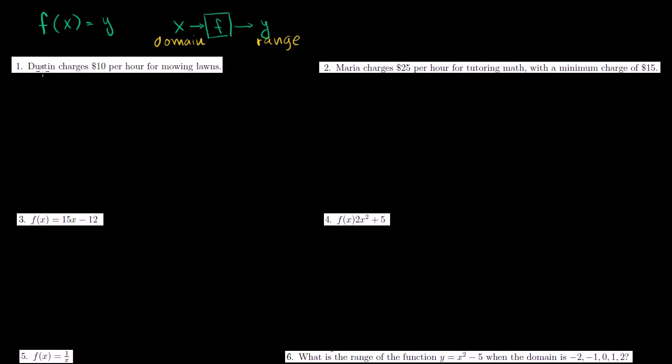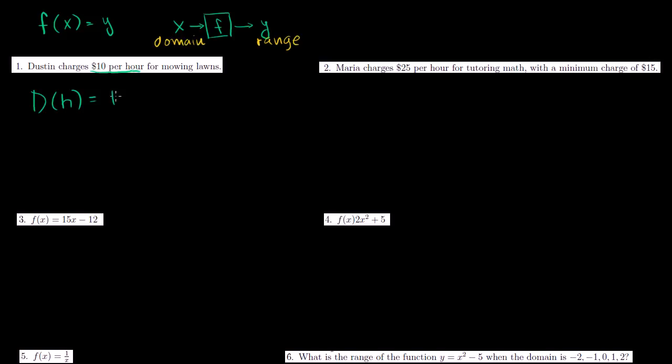So here we have Dustin charges $10 per hour. So let me write that down. $10 per hour for mowing lawns. So how much does he charge as a function of hours? So the function, I'll call it D for Dustin. Dustin charges as a function of hours. It depends on hours. The input into our box is going to be hours that he works. It's going to be equal to the number of hours times 10.